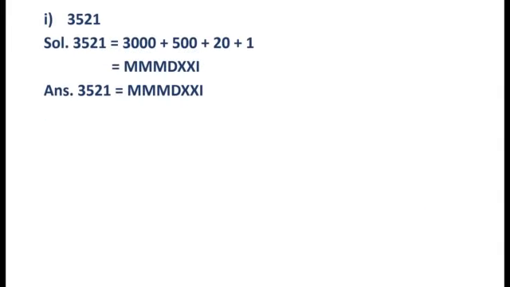So children, in the same way, this question also you can see 3521 and we have split it over here: 3000 plus 500 plus 20 plus 1. So for 3000 we have written 3 times M. Then for 500 the letter used is D, and for 20 we write 2 times X and for 1 we write I. So for 3521 we have MMMDXXI.